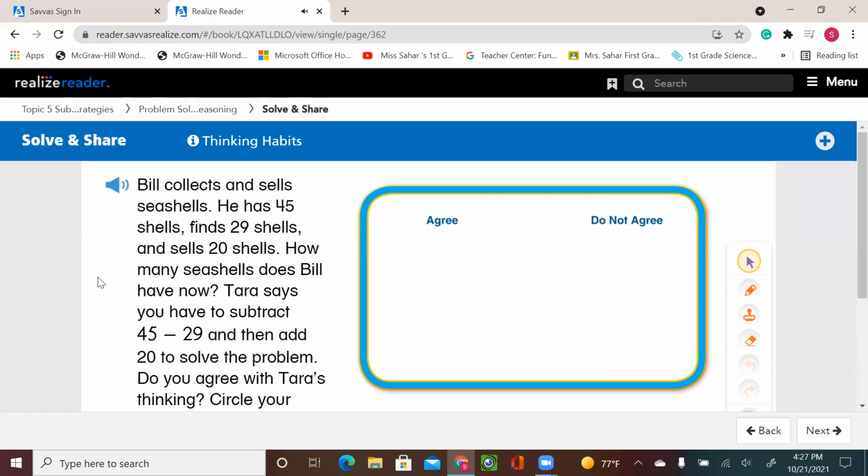All right, so let's see what we have. Bill collects and sells seashells. He has 45 shells, and then he finds 29 shells and sells 20 shells. So we need to know how many he has. He had 45, then he found 29, and then he sold 20. So that's a 2 step equation or 2 step way to answer our problem. So how many seashells does Bill have now?